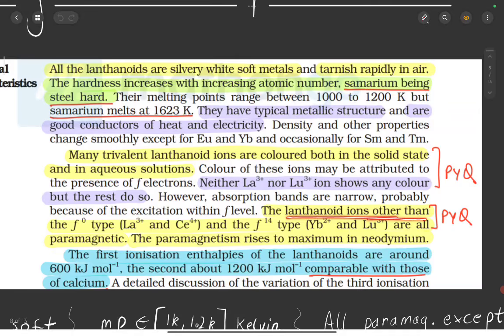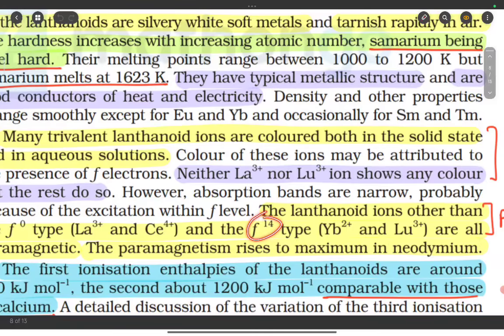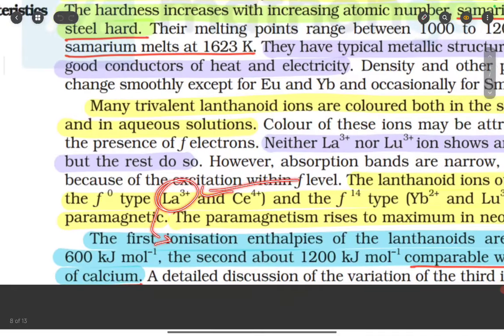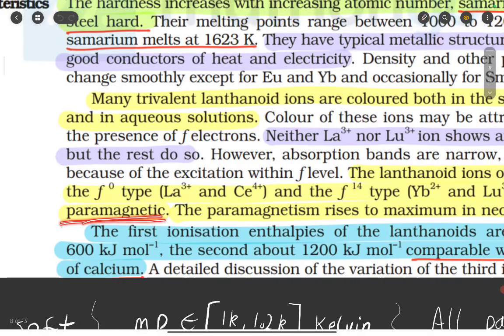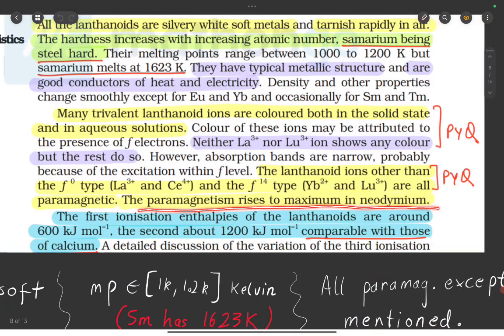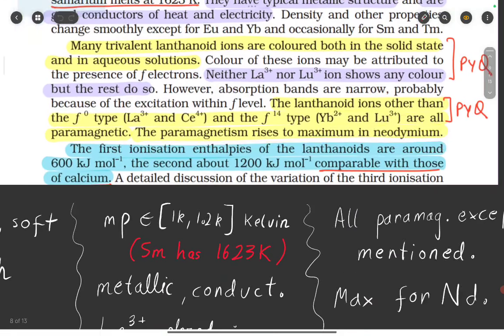The lanthanoid ions, other than the ones which have zero configuration and the ones which have full configuration, are all paramagnetic. Which means again, if there is full configuration, there is electron pairing at every orbital possible, and if there is zero configuration, there are no electrons, so no paramagnetism is observed. But here they're paramagnetic, which ones? Which don't have these configurations. And this paramagnetism is maximum in neodymium, which has the most unpaired electrons.